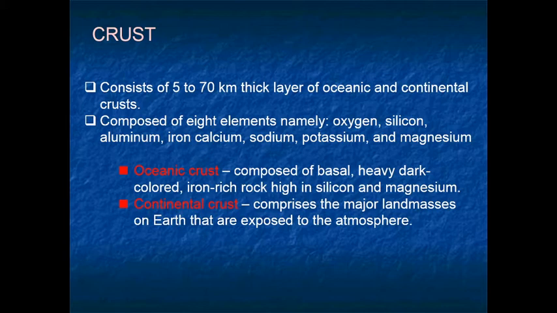Now, the oceanic crust is composed of basalt, a heavy, dark colored, iron-rich rock high in silicon and magnesium. On the other hand, continental crust comprises the major land masses on Earth that are exposed to the atmosphere. So that's the difference between the oceanic and the continental crust. Very self-explanatory, because when we say oceanic crust, it's under the ocean, while when we say continental crust, it's actually the surface of the Earth, the major land masses on Earth exposed to the atmosphere.